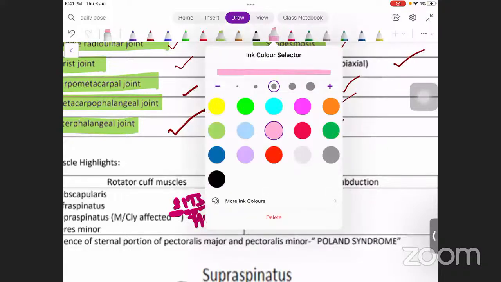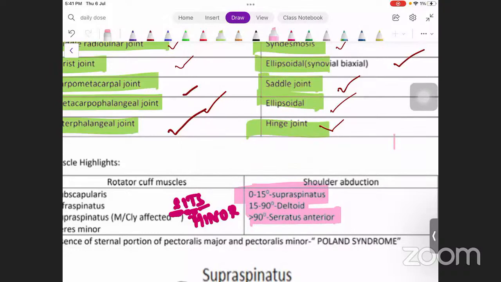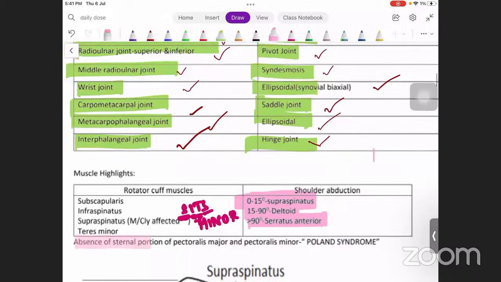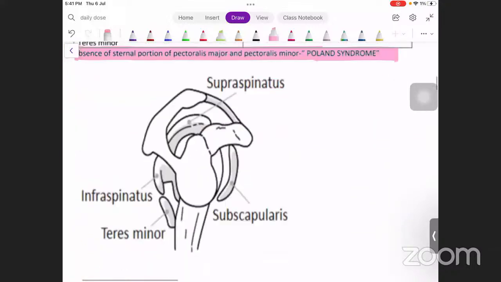If a patient has an absence of the sternal portion of the pectoralis major and minor muscle, this is seen in Poland syndrome. Very, very important MCQ. Any patient with absence of the sternal portion of pectoralis major and minor is seen in what syndrome? Poland syndrome. So these are the pictures.